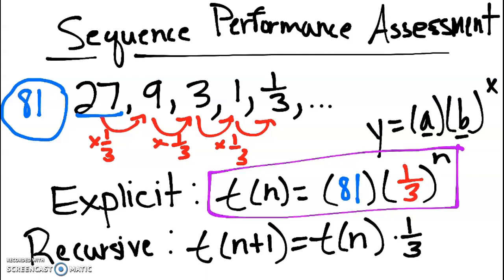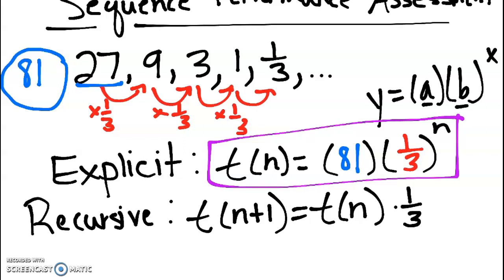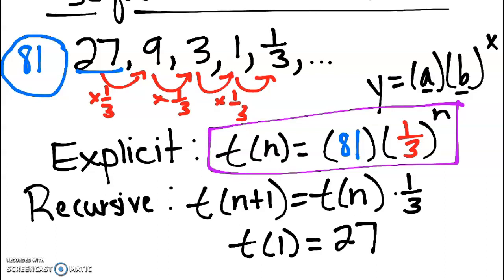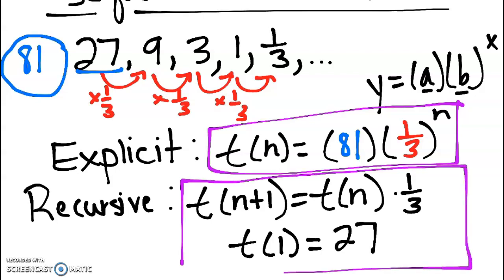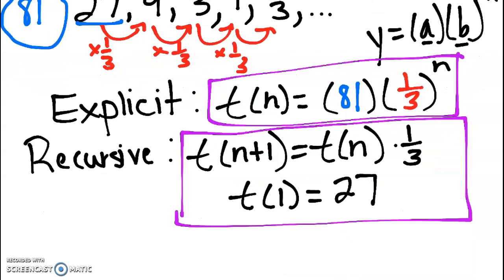Okay, and then with recursive, I always know that I need to give the value of one of the terms. I could give the value of term 1, term 2, term 0. So I think I will just say that the value of term 1, t of 1, equals 27. But again, it doesn't matter which term, but I have to have a term to start with. All right, so now I have the explicit equation and the recursive equation for my sequence. All right, so that's the first part of my performance assessment, going from my sequence to my equations.